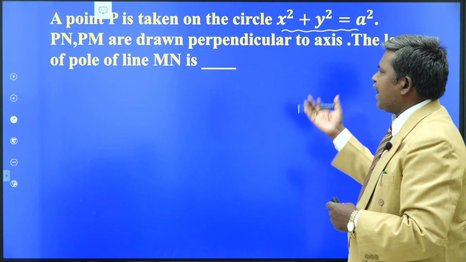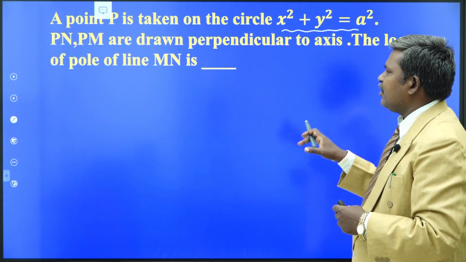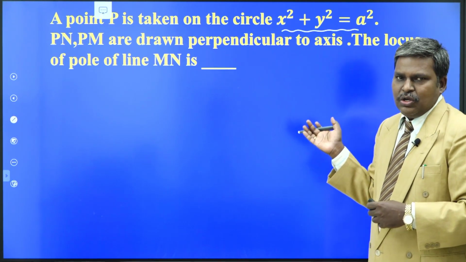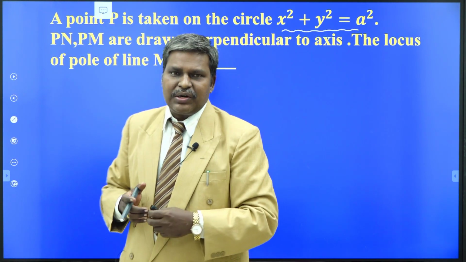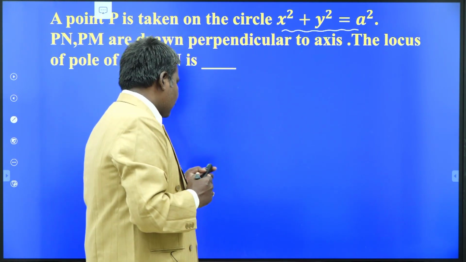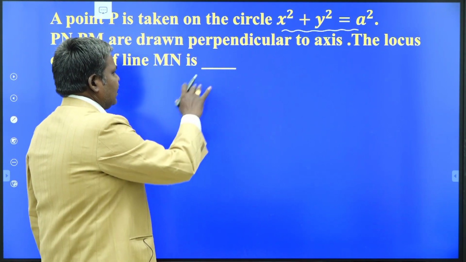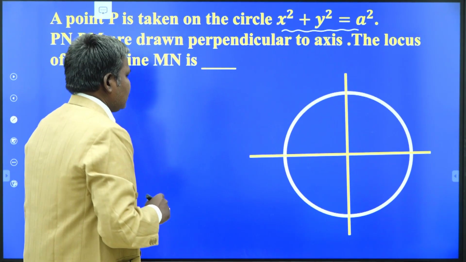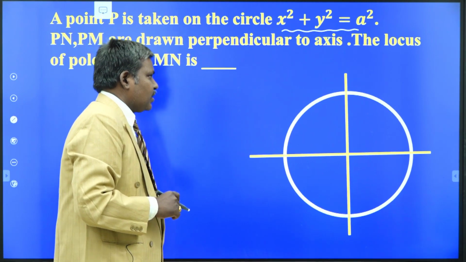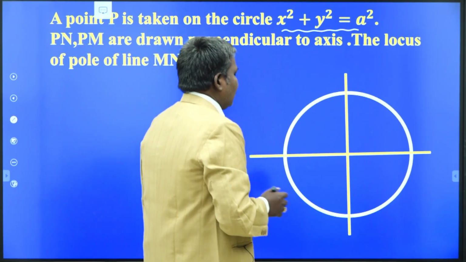So if the line MN changes, automatically its pole will change with respect to the same circle. You collect all such poles, you get some locus. That is what you are going to find here. How to get this one? First of all, let us draw the diagram. These are the coordinate axes. This is the circle x square plus y square equal to a square. Its center is at the origin. Okay.